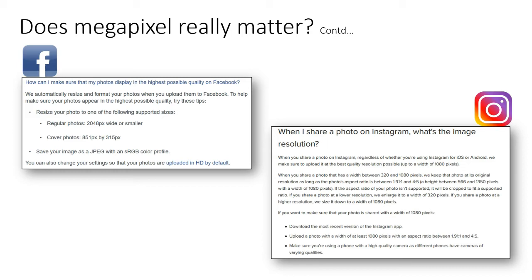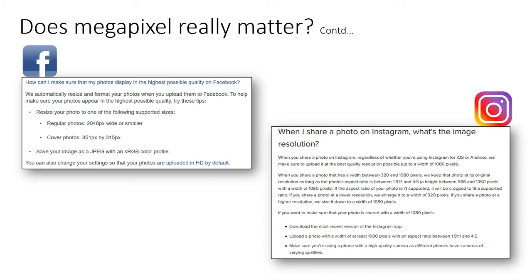So first things first, let's discuss what happens on social media once you upload your picture. On Facebook, if you upload a picture where the greatest dimension, or the longest dimension, of that photo is 2048 pixels or higher, Facebook will trim it down to 2048. And if it is smaller, Facebook is not going to do anything about it. And as far as the cover photos are concerned, it goes down to 851 by 315 pixels. So these are the dimensions.